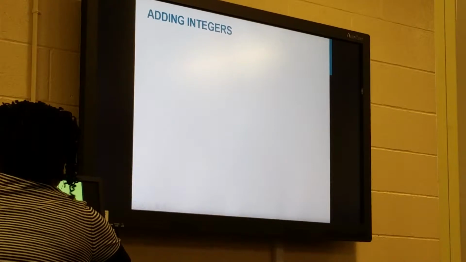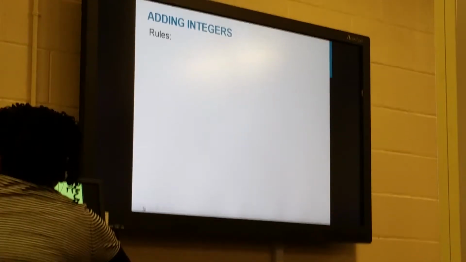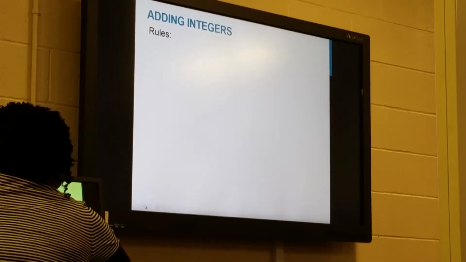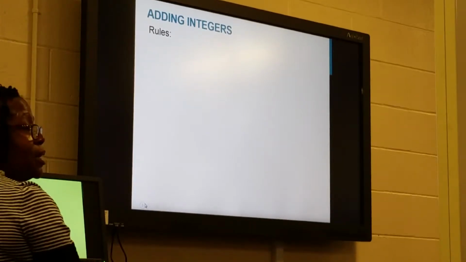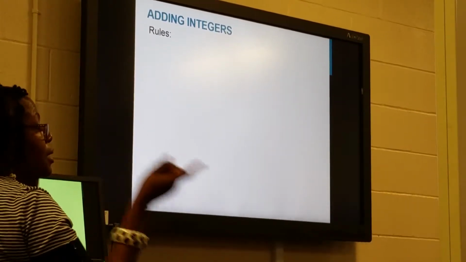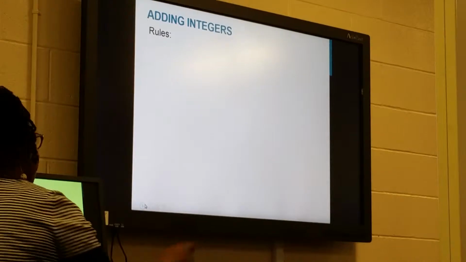Adding integers. I'm going to have to write that. Yes, the rules. These 2 rules are very important. They're going to help you to remember how to add them.